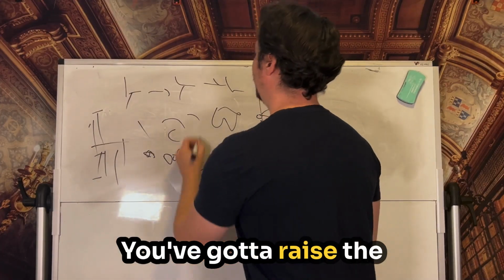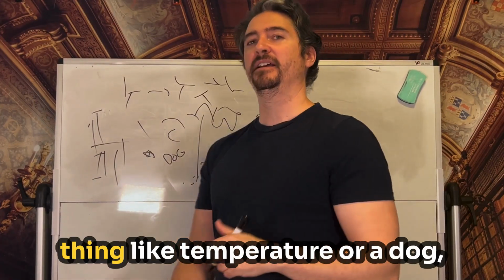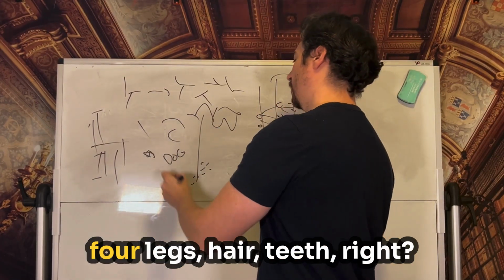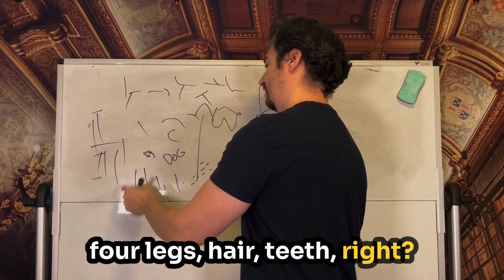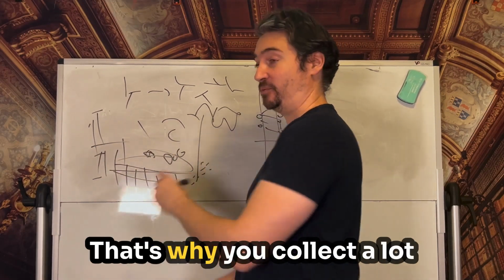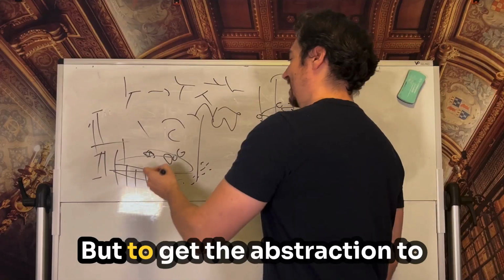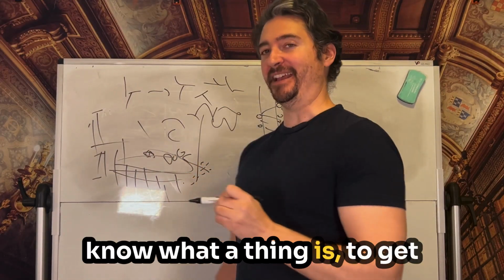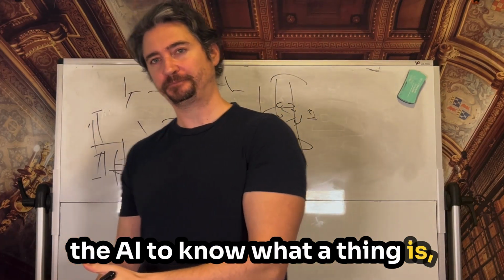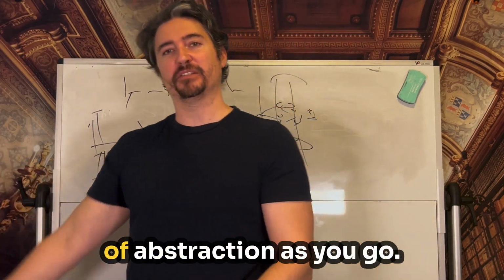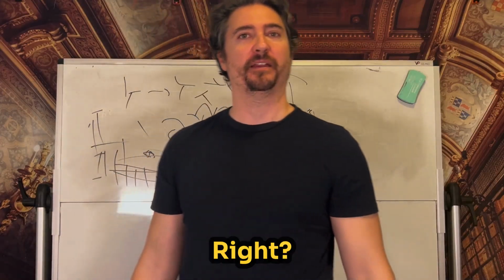Remember, you've got to raise the abstraction to really define a thing, like temperature or a dog. Four legs, hair, teeth, right? No different than collecting a bunch of attributes, right? That's why you collect a lot of attributes to do things like machine learning. But to get the abstraction to know what a thing is, to get the AI to know what a thing is, you've got to increase the levels of abstraction as you go, and that's what we do as humans, right?